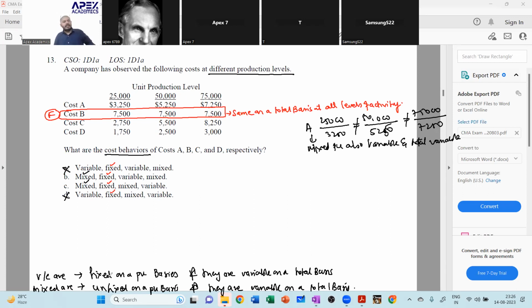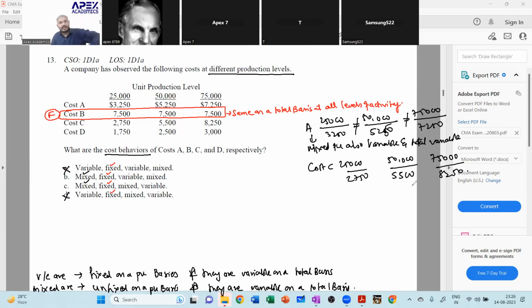Now the fight is between option B and option C. Now let's look at option C. Let's look at cost C. Cost C is 25,000 divided by 2750, 50,000 divided by 5,500, and 75,000 divided by 8250. Right?